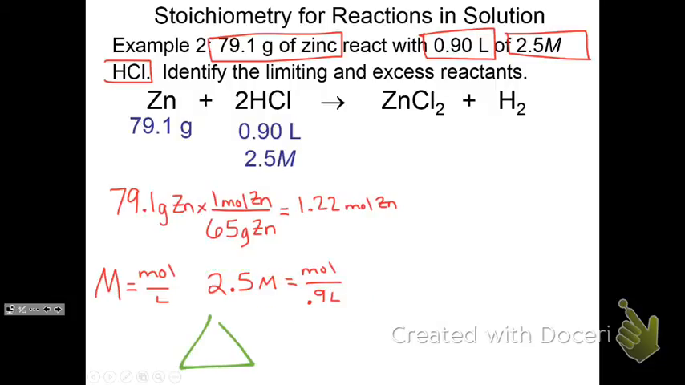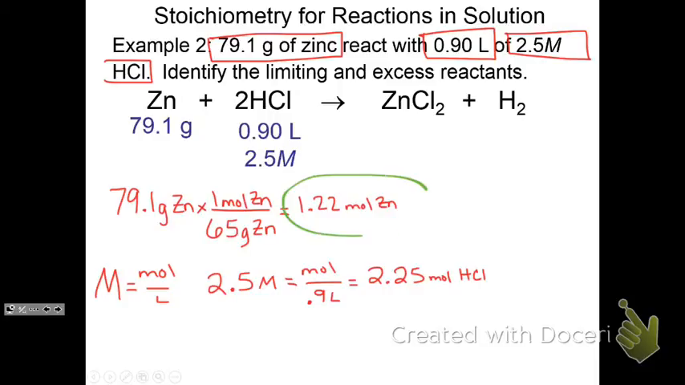Again, if you've never seen this triangle, I'll show it to you one more time. This is a relatively handy little triangle here. If you write the molarity equation in a triangle and then cover over your unknown variable, in this case moles, it will tell you how to solve for that unknown. So in this case we multiply by molarity and liters, multiply those two. So once you multiply that out, you should get a mole value of 2.25 moles, and that's of HCl. Perfect.